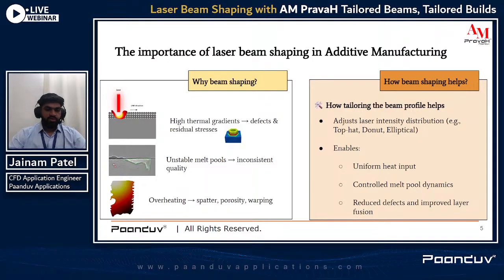This is why beam shaping comes in. By tailoring the beam profile, such as using a top hat, donut shape, or elliptical shape, we can distribute the laser energy more evenly. This creates more uniform heat input, stabilizes manifold behavior, and improves overall layer fusion. The results: fewer defects, better part integrity, and more reliable builds.